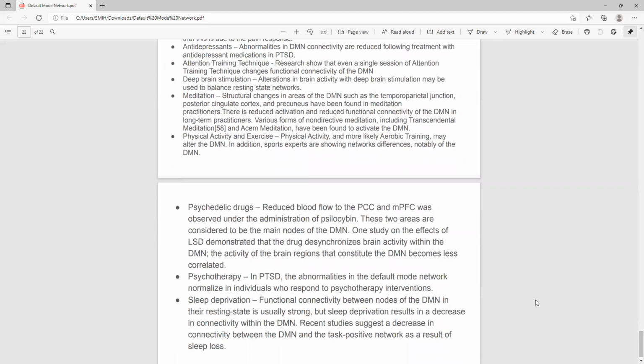Psychedelic drugs: reduced blood flow to the PCC and MPFC was observed under the administration of psilocybin. These two areas are considered to be the main nodes of the DMN. One study on the effects of LSD demonstrated that the drug desynchronizes brain activity within the DMN. The activity of the brain regions that constitute the DMN becomes less correlated.